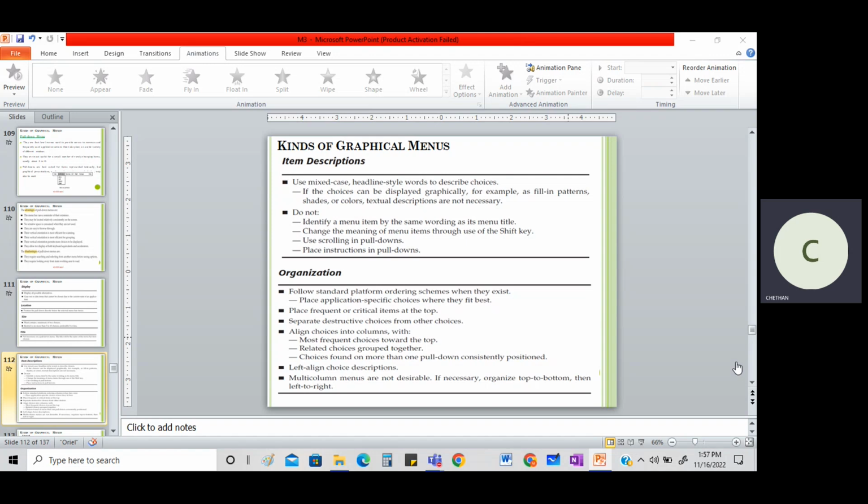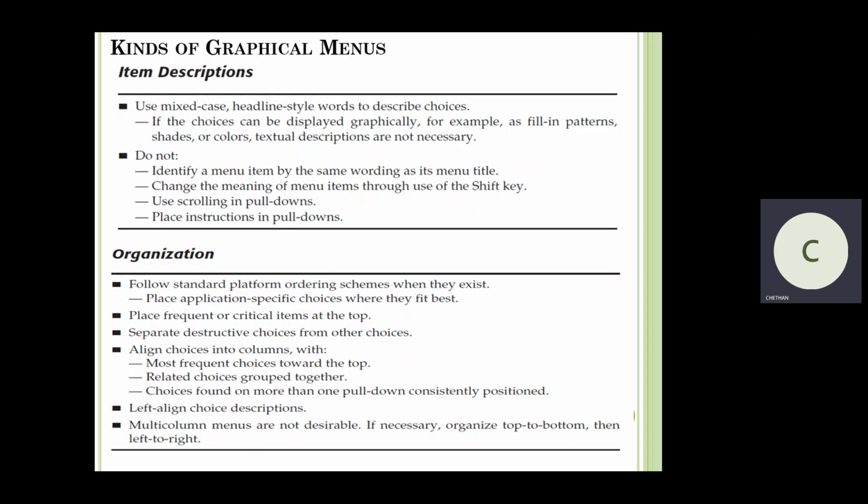They're clearly saying that we should be very careful not to allow the menu item and the one that is going to come down next to have the same wording. What's the meaning of that? If you click on file, it should have all the options, right? Options would be something like save a file, open a file, open a new file, save as, print, exit, something like that. And if you click on file and the pull down menu is also file, then it is not right. That's what they say: we should not have the same name or the same wording as its menu title. Change the meaning of the menu items through the use of the shift key.